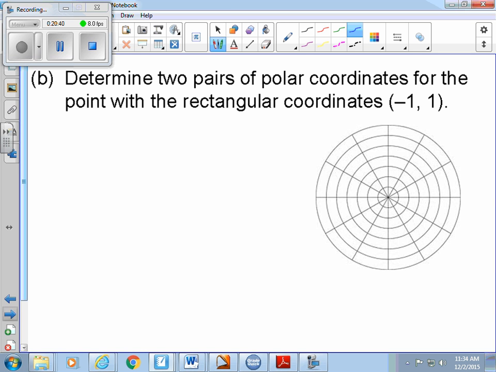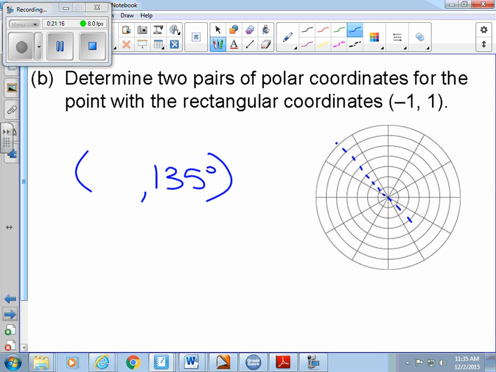-1, 1's up here, right, somewhere. Everyone agree? What's the angle over there? 45. Gotta be that 45-degree reference angle. And what would it be since it's in the second quadrant? 135 degrees. Since it's a 45 reference angle, but in the second quadrant. So 135 degrees. And what would r be?